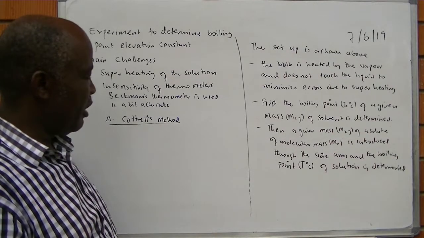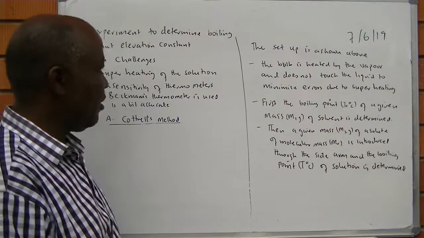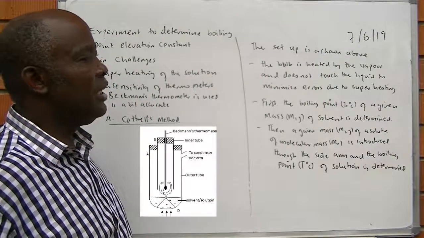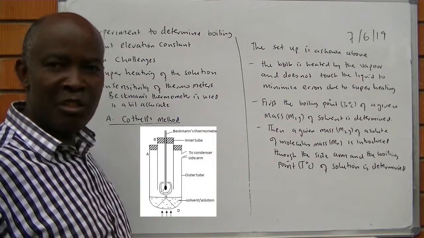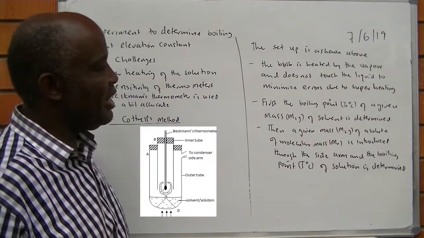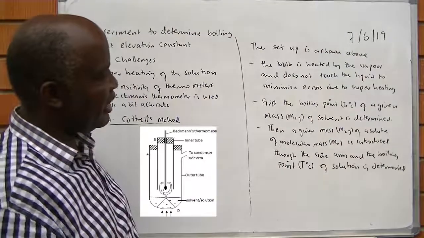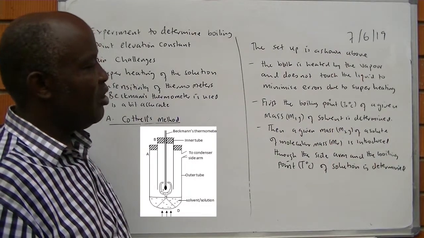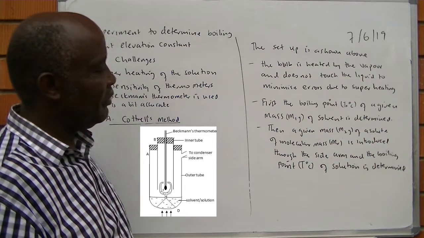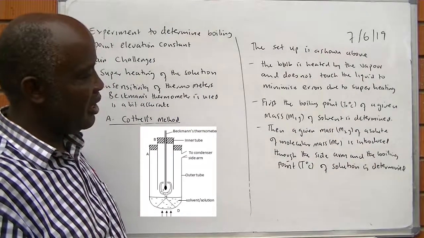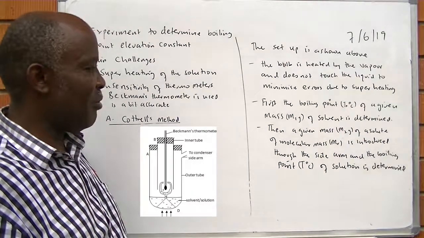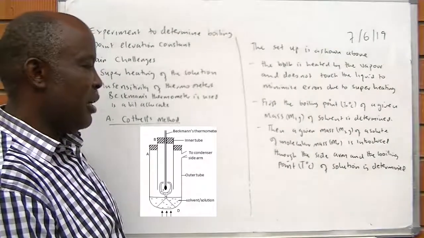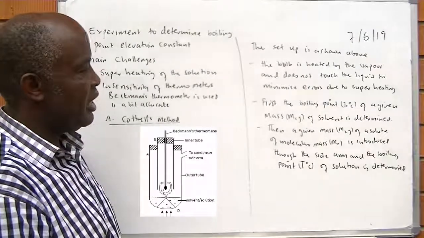Method A is the colligative method. The setup is given below. In this method, the bulb is heated by vapor and does not touch the liquid, to minimize the error due to superheating. First, the boiling point of a given mass m1 gram of a solvent is determined. Then a given mass of a solute of molecular mass Mr is introduced through a side arm, and the boiling point T of the solution is determined.